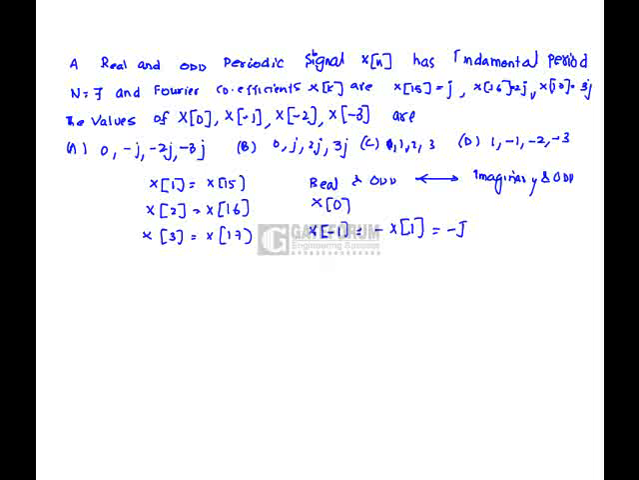X of 0 is going to be 0. X of minus 2 is equal to minus X of 2, and X of 2 is plus 2j, so minus 2j. X of minus 3 is minus X of 3, which is minus 3j. So from the given options, option A is correct.